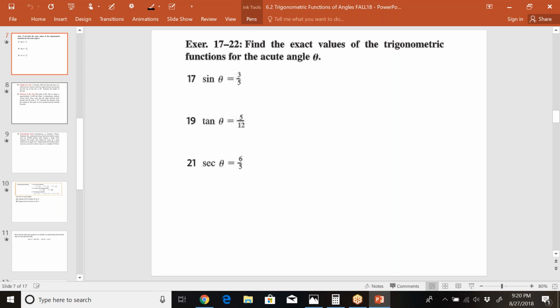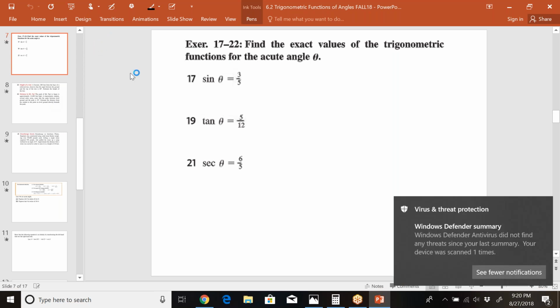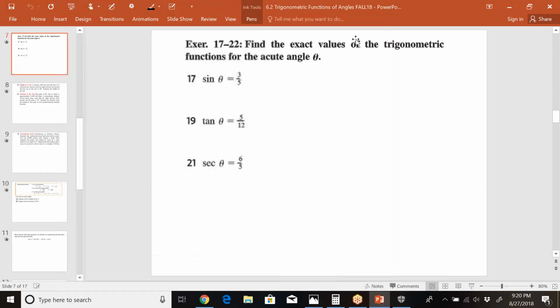It's slide 7 of 17, and we need to find the exact values of the trigonometric functions for the acute angle. We did 19, or no, 21 in class, so we're going to do 17 and 19 real quick. So this says sine of theta is 3/5. They said it was an acute angle, which means we're in quadrant 1.